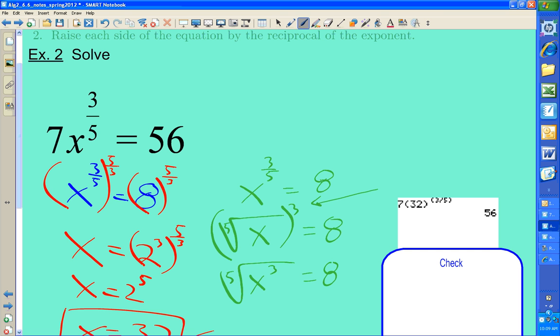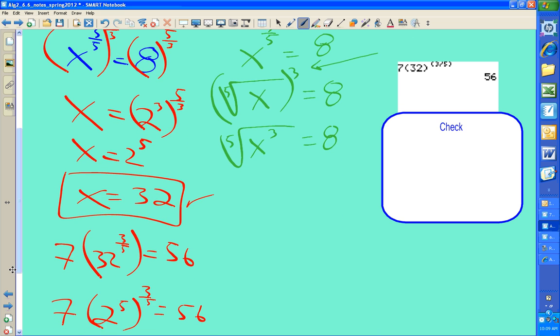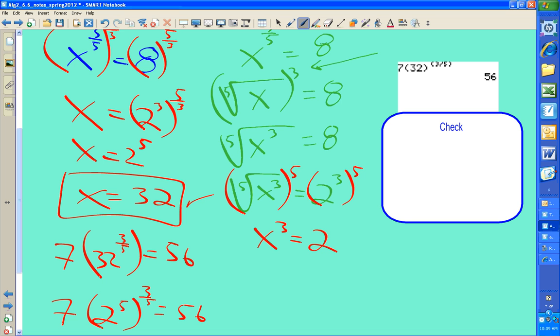But here, we're going to get rid of the radical, just like on the problems earlier. How do I get rid of a 5th root? You raise to the 5th power. So if we say this is the 5th root of x to the 3rd equals 2 to the 3rd, when I raise both sides to the power of 5, I'm going to get x to the 3rd is equal to 2 to the 15.